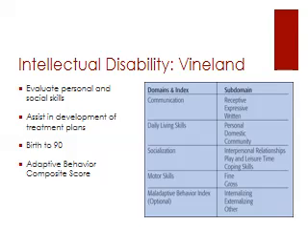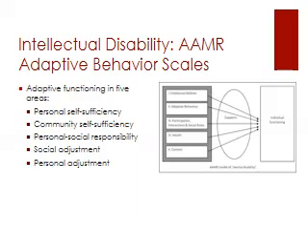The Vineland scale is for the purpose of personal and social skills for brain development issues, and can help in the development of treatment plans and IEPs and such things. The Intellectual Disability Scale assesses 5 different areas of adaptive functioning and is designed for ages 3 to 18.